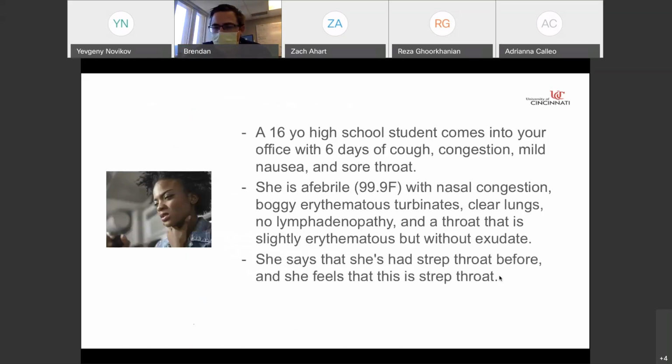I want to show you kind of an example of these clinical prediction rules. So I have another case for you guys here. You've got a 16-year-old high school student. She's got 6 days of cough, congestion, a little nausea, some sore throat, but she's afebrile. Her throat looks totally fine. She's got clear lungs, no lymphadenopathy. But she's like, Doc, I've had strep throat before, and this is strep throat. It's really bad. And so what do you do next? Take a second to think to yourself, what do you do with this lady? What are you going to do next?